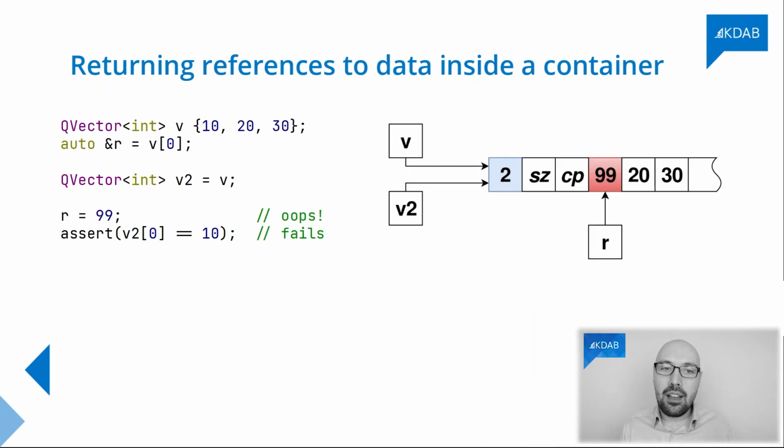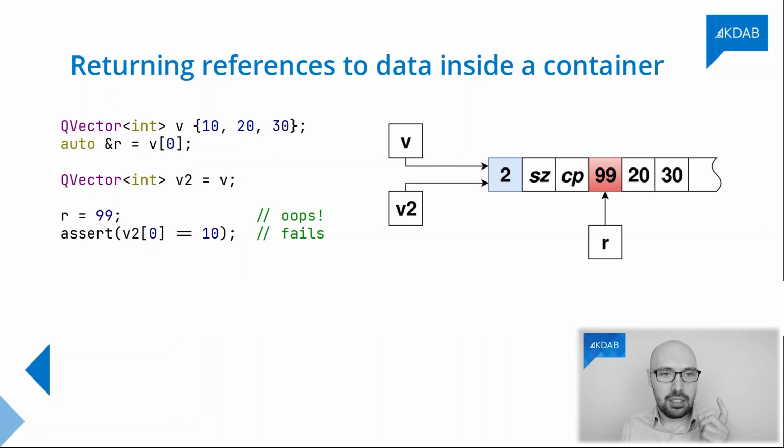So here I have a very similar setup to the one that I just showed you. I got a vector v that contains 10, 20, 30. And then I'm going to take a reference inside that vector. So I'm building the variable r as a reference inside that vector. So r is now pointing at the first position inside that vector. Then I'm going to copy v into v2.